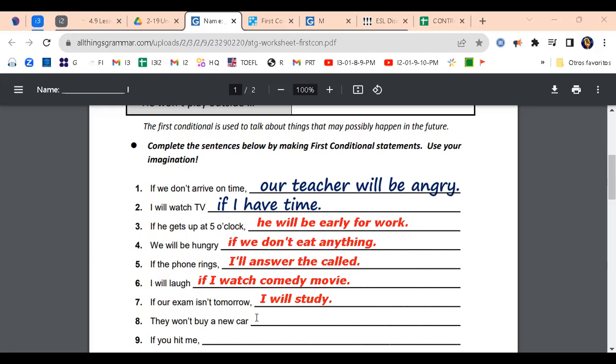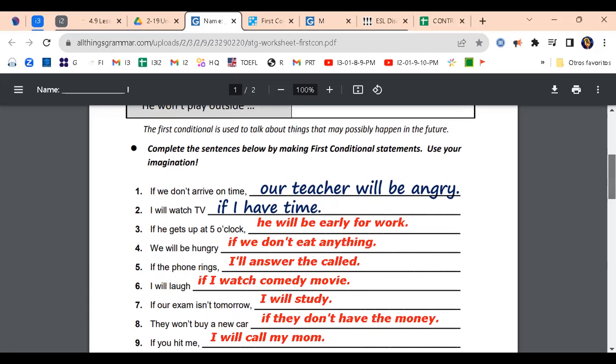About the next one. They won't buy a new car if they don't have the money. They don't have money. Oh, they won't buy a car if they don't have the money. Okay. If you hit me, I will call my mom. Okay. If you hit me, I'll call my mom. Okay, cool.